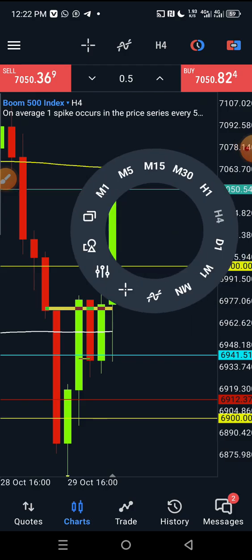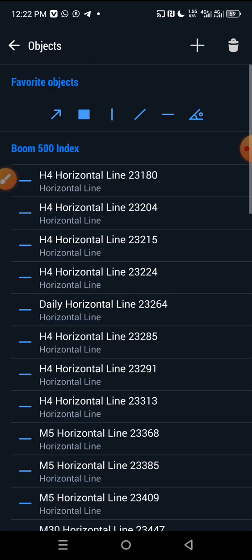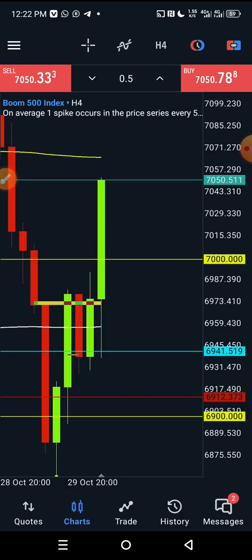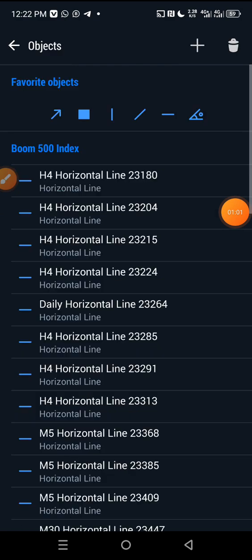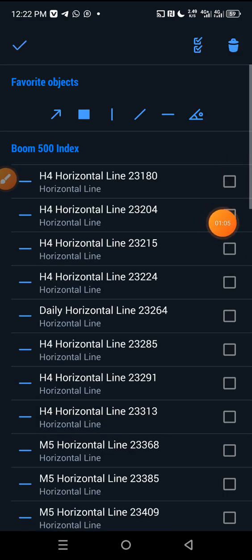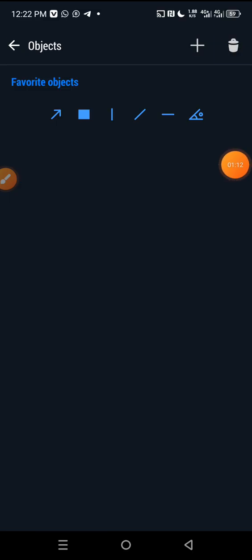Okay, so let me quickly delete all those lines, then we take you to take profit and stop loss, which is the discussion of today. If you want to delete anything you draw on your charts, how do you do it? Just tap on your screen, tap on the tool, then tap on this delete bucket. Either you highlight them one by one or you click here to select all. If you select all, you click on delete and it will be deleted.